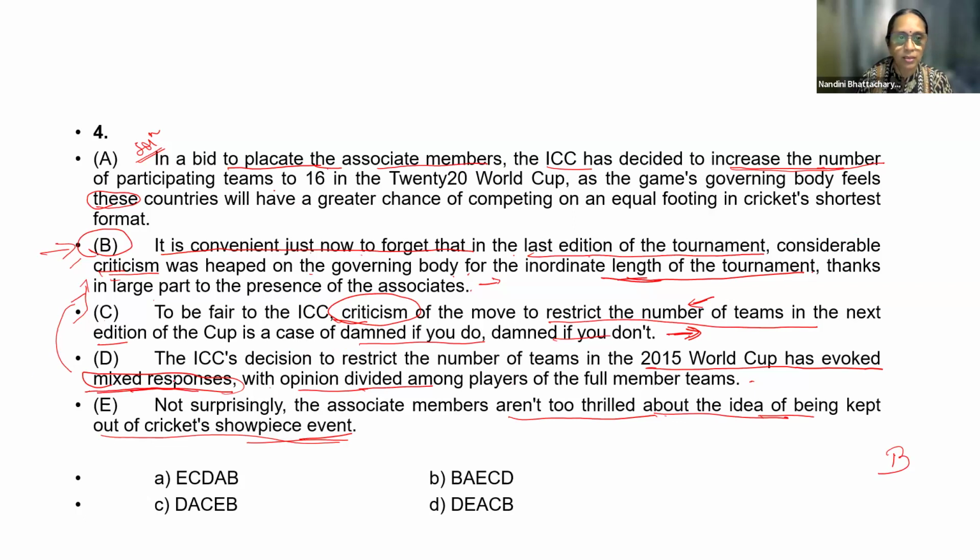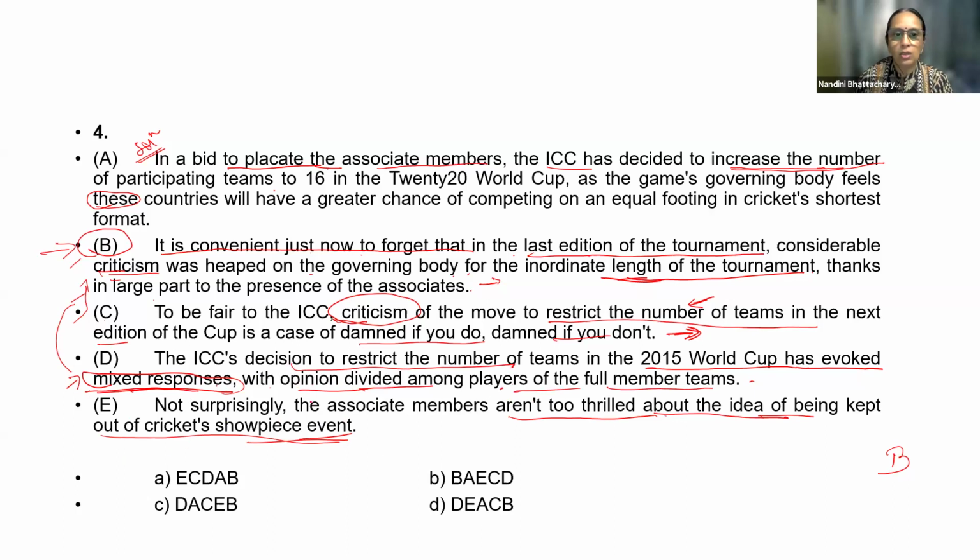Or maybe we could look at mandatory pairs. Now, if we look at D, the ICC's decision to restrict the number of teams in the 2015 World Cup has evoked mixed responses, with opinion divided among players of full member teams. So mixed responses. What decision to restrict led to mixed responses? Okay.